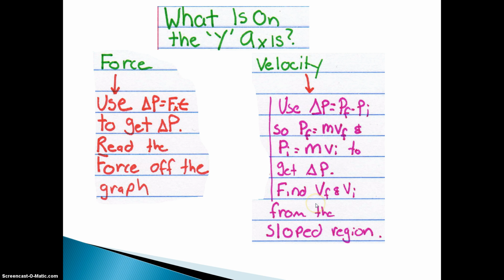So if you have a graph, you look at the y-axis. If it's force, we use this relationship to get the impulse. If it's velocity, we use this relationship, which involves velocity, to get the impulse. If it's force, we just look at directly on the graph and say, oh, looks like the line's around 25 newtons. That's our force. For VF and VI, we have to look at where it begins and ends its slope.